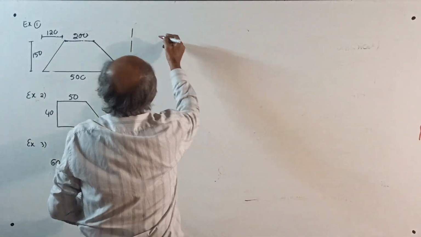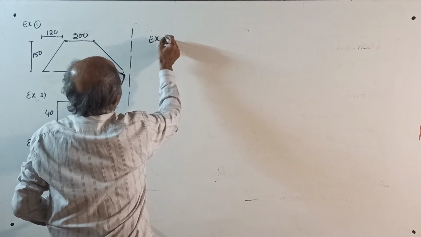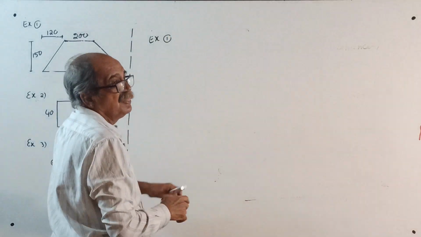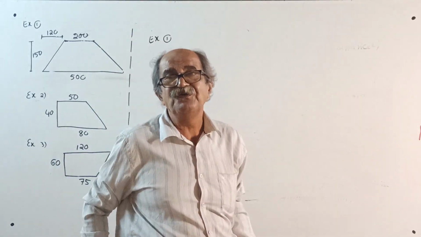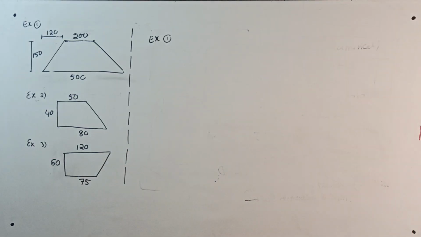Example 1. Big sketch I'll put here. Or I'll do one thing. I will write the sketches to save the time. Because to save the time, I'll pause. Why should I waste time unnecessarily writing everything again and again? I'll pause.